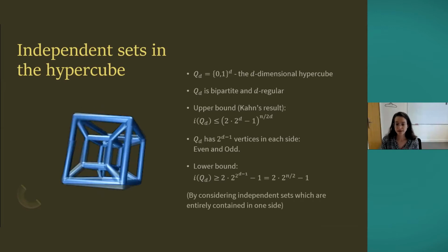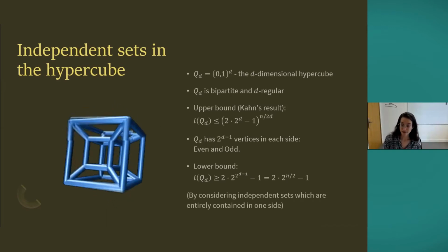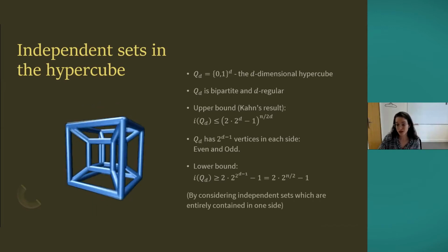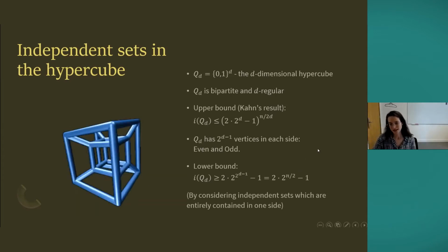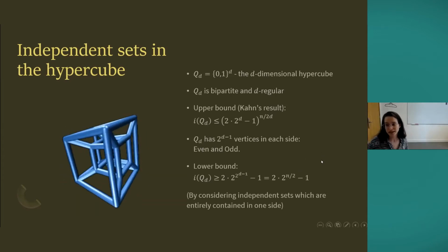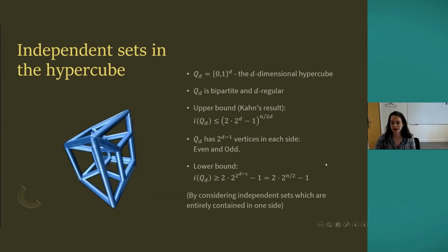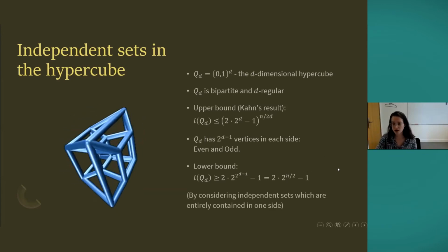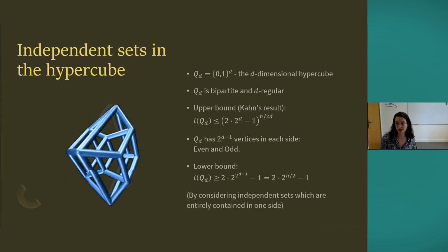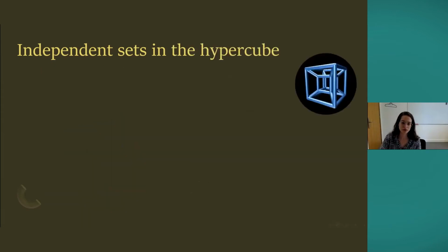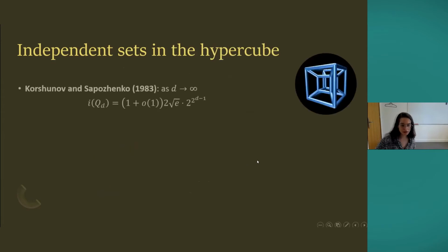And the fact that the truth is closer to the lower bound hints that actually most independent sets have a majority part only in one side and only a smaller part on the other side. So this is exactly the truth. So let me state the result of Korshunov and Sapozhenko from the 80s.